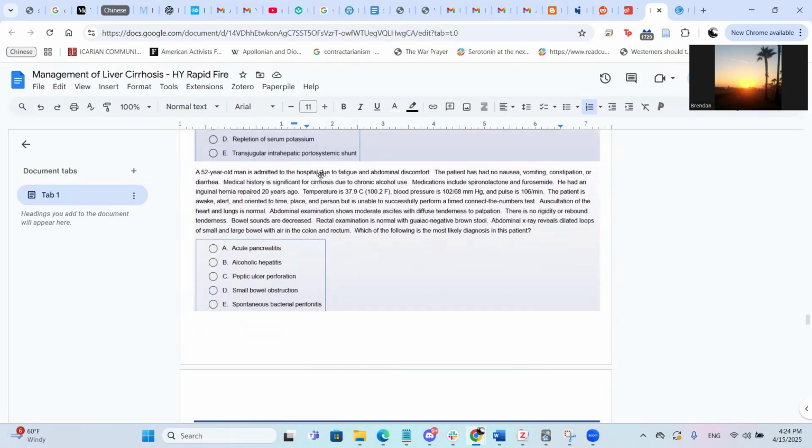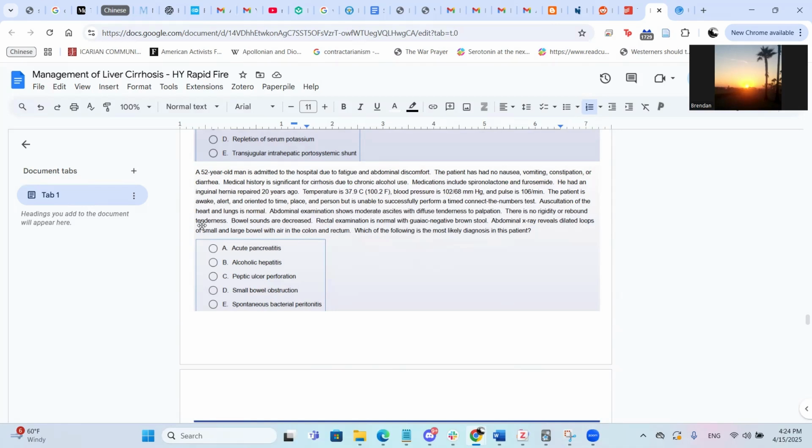All right. A 52-year-old man is admitted to the hospital due to fatigue and abdominal discomfort. The patient has had no nausea, vomiting, constipation, or diarrhea. Medical history is significant for cirrhosis due to chronic alcohol use. Medications include spironolactone and furosemide. He had an inguinal hernia repaired 20 years ago. Temperature is 100.2 Fahrenheit. Blood pressure is 102/68, and pulse is 106.